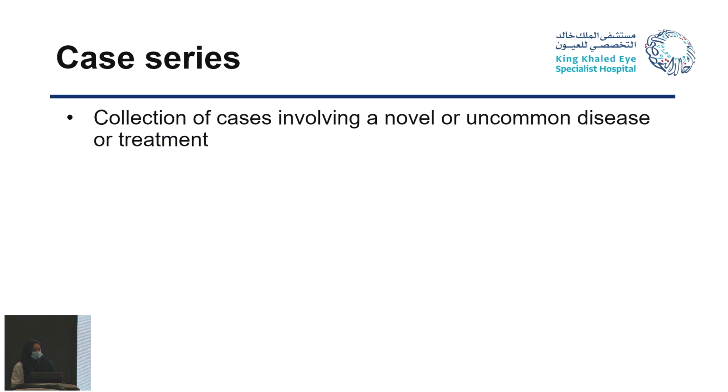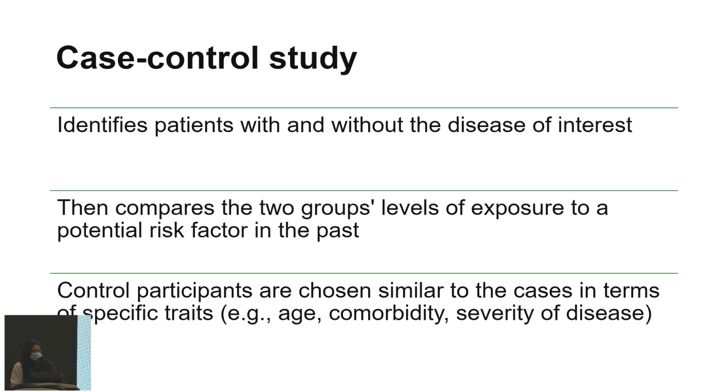Case series are a collection of cases involving a novel or uncommon disease or treatment. Usually, when you write them, you describe the cases, not analyze them. The case control study, the last one, identifies patients with and without the disease of interest. Then you compare the two groups' levels of exposure to a potential risk factor in the past.